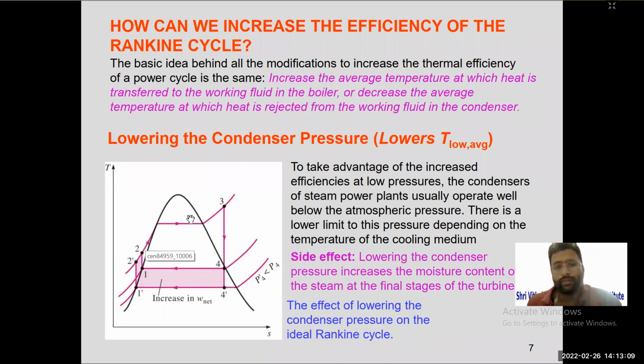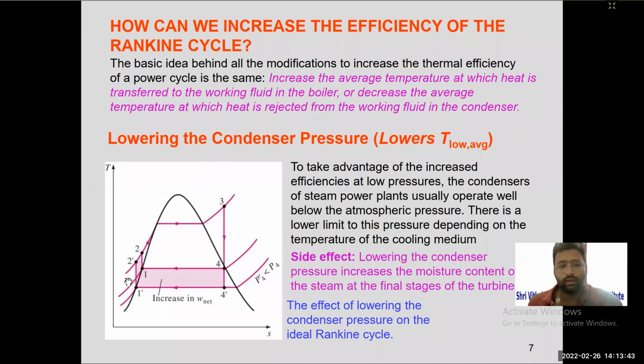So there are two ways. Either you increase the temperature at which heat is added in the boiler, or you decrease the temperature of condenser, temperature at which steam is converted into water. So again, you cannot just increase the temperature of boiler infinitely. There will be some metallurgical limitations. Okay, there is some limit how high temperature should be in the boiler. Again, there is a limit how low temperature we can achieve in the condenser. So what is the idea behind it?